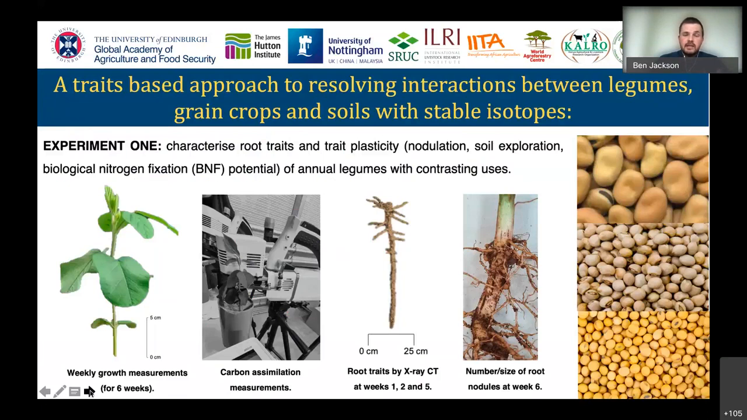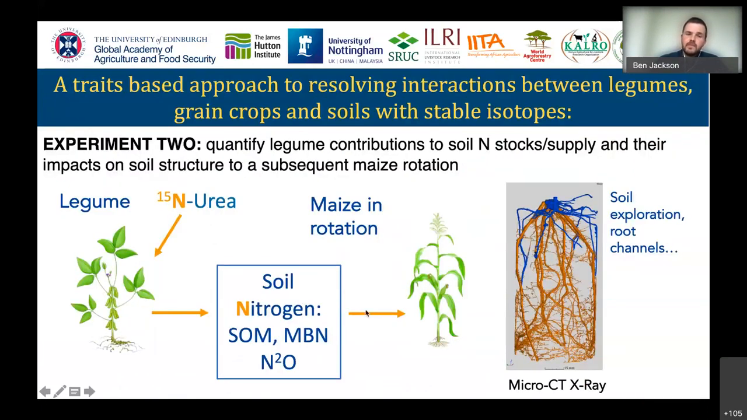And then in a second step, we're using isotope labeling techniques. The first of these experiments has been completed, where we've urea labeled foliage of legumes grown in the lab here, and then sent these urea labeled systems, mesocosms, down to Nottingham. And Nottingham have planted a maize rotation into these pots. And the idea is to combine a nitrogen budget as established by the 15N tracing with the micro-CT work showing how the roots of the legumes may have structured the soils, leaving behind potential root channels for easier root deployment by the maize, and perhaps even organic matter foraging by maize roots.